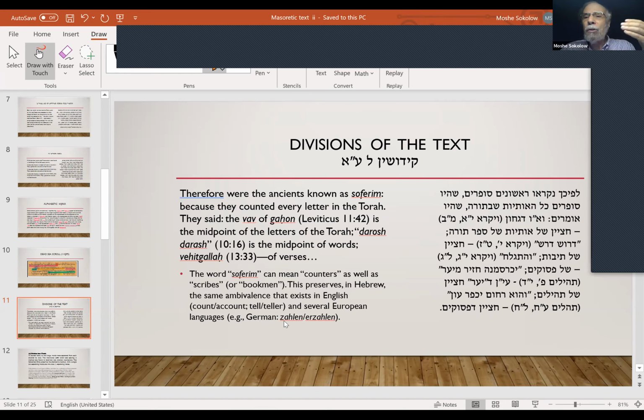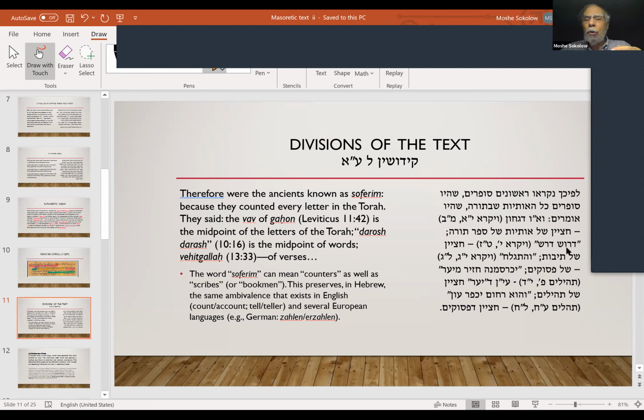Why were the ancients called soferim, meaning that they either wrote the letters of the Torah text or counted the letters of the Torah text? Because they knew exactly how many letters there were. Therefore, they were able to identify which letter is the middlemost letter in the entire Torah, and that they said was the letter Vav in the word Gachon, appearing in a verse in the book of Vayikra.